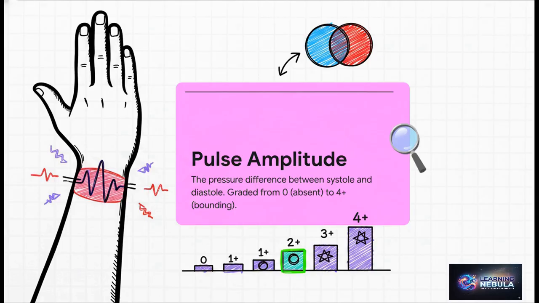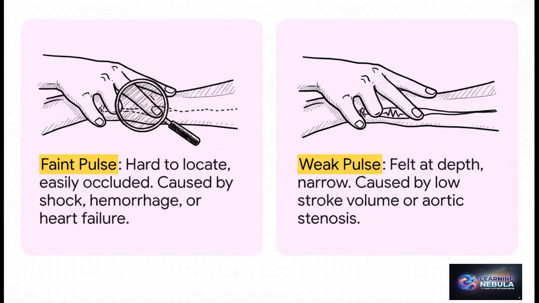And to keep things standardized, we use this simple 0 to 4+ scale. As you can see, a normal, healthy pulse is graded as a 2+. Now, here's a really important clinical distinction, the difference between a faint pulse and a weak one. A faint pulse is one that's hard to even find, and you can easily block it with just light pressure. That points to big problems like shock. A weak pulse, on the other hand, is there, you can feel it, but it just feels low in intensity and narrow. That suggests a whole different set of issues like heart failure or a narrowed aortic valve.